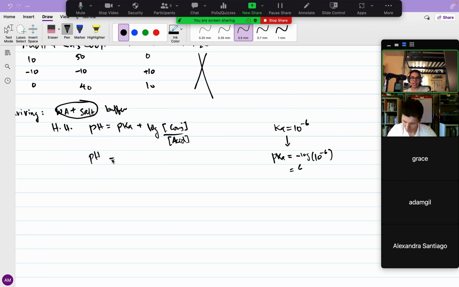All right, so I'm just filling in the blanks now. pH equals pKa, which is 6, plus log of... Another note, Henderson-Hasselbalch can also work with millimoles instead of molarities.